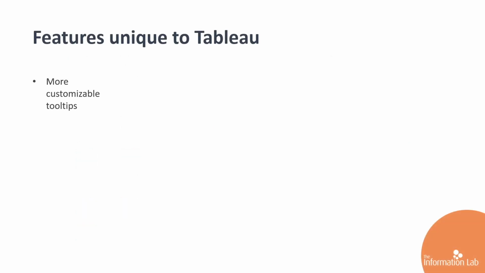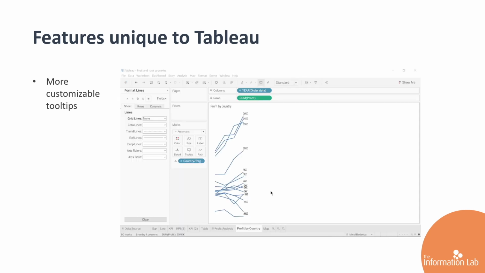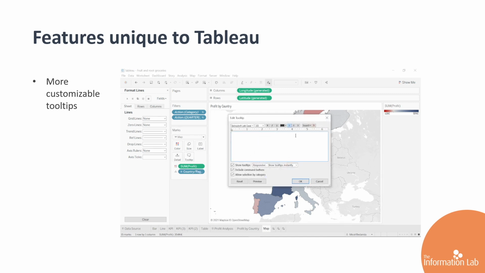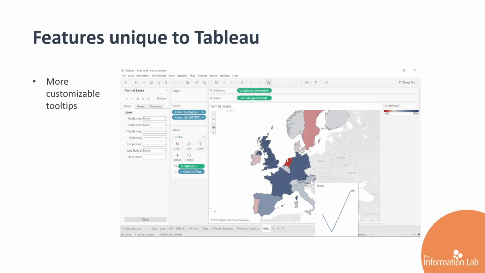In Tableau, tooltips are very customizable. So for example, here I have a graph showing the profit by year and country. And here I have a map showing total profit. If I want to also see the profit by year, I can add the previous graph to the tooltip. And now when I hover over the countries, I can see the profit by year.